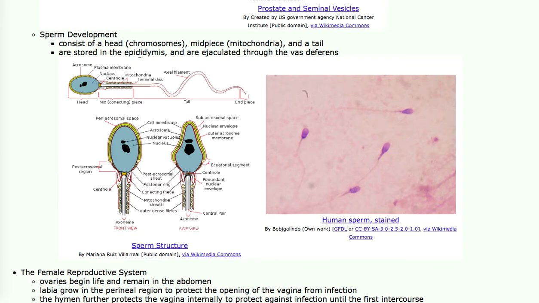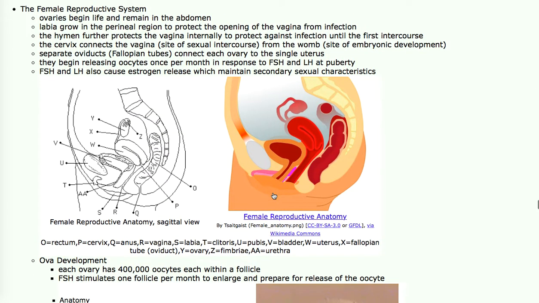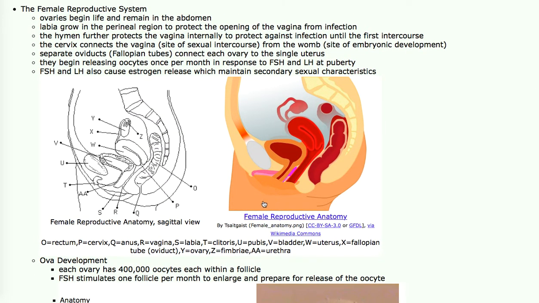They're stored in the epididymis and they're ejaculated out through the vas deferens. Now we move on to the female reproductive anatomy. The female reproductive anatomy, we start at T, right here, which is the clitoris.